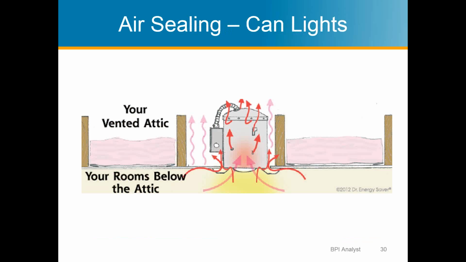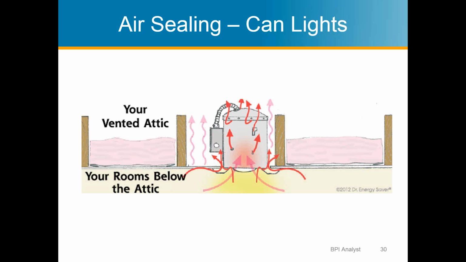Can lights are very leaky in general. Even though California code requires what's called IC or ICAT can lights, insulation contact airtight can lights, airtight can lights are not airtight. It's just a total misnomer. They leak less, I guess, than many of the old style can lights, but they're certainly not airtight. So you want to still seal all the edges of modern can lights. They still leak a lot of air.